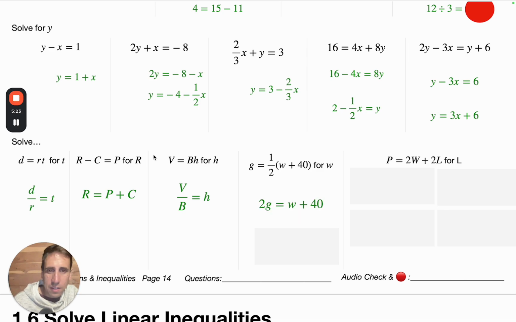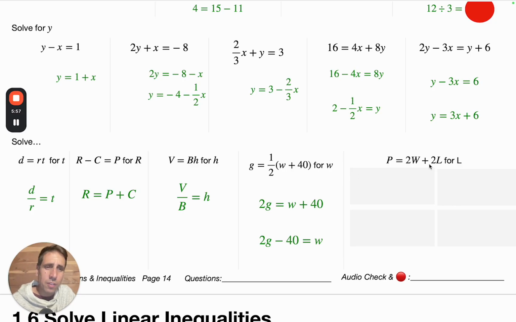Next, there's a lot going on here. I think I don't want to undo the parentheses first. I want to undo the multiplication that's out here. So in order to do that, to cancel things out, I'm going to multiply all the terms on both sides by 2. And so 2 times g is 2g. 2 times 1/2 will cancel, and we're just left with w plus 40. And there it is. So if we're going to solve for w, then we have to undo the addition with subtraction, and now it's finished.